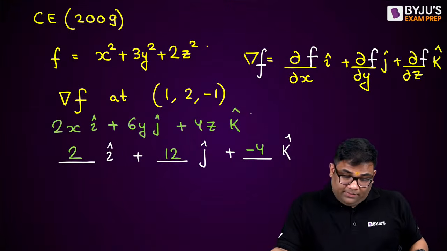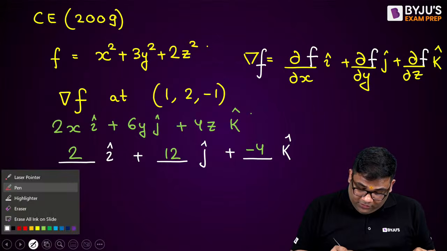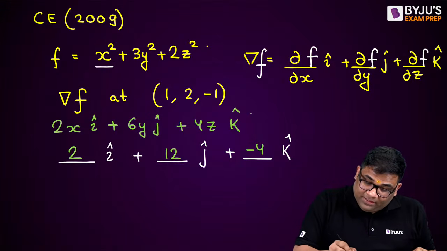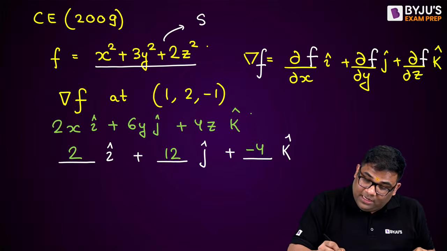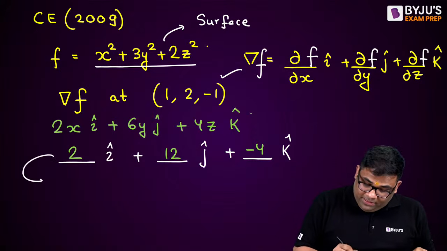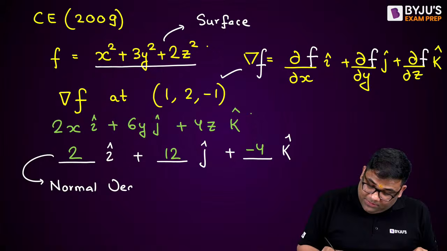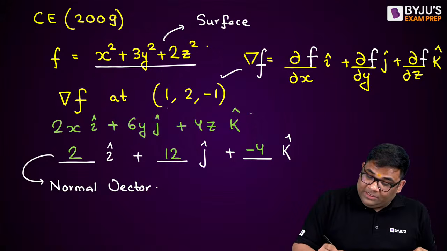Suppose I am going here, to this question. Suppose I am telling that this is the surface, and I ask you to find out the normal vector at this point. So this becomes what? The normal vector. This becomes the normal vector to the surface at this point.